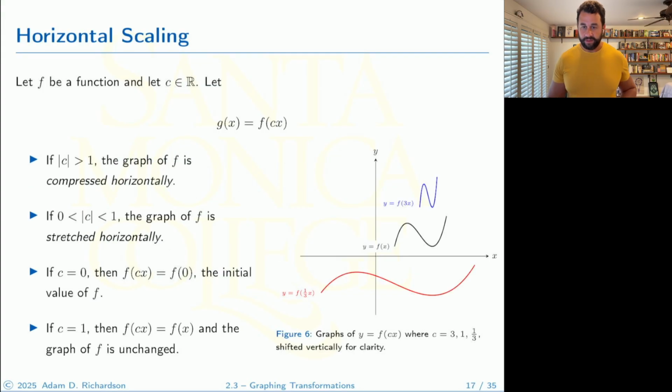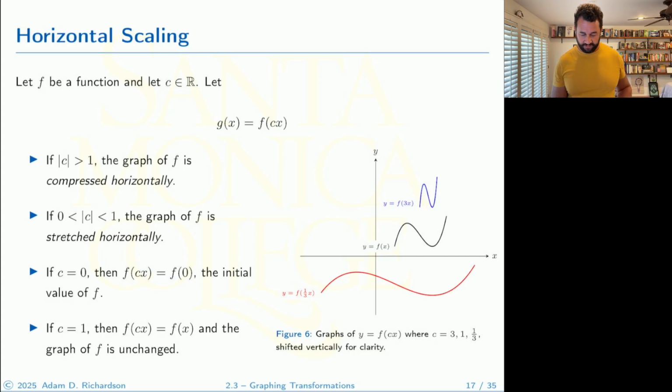Now here's where things are a little bit backward in some sense, but I'll give you some intuition for it so it's not so weird. If the size of C is bigger than 1, you're actually going to get a horizontal compression. You're going to squish the graph when the size of C is greater than 1. If the size of C is between 0 and 1, you're going to get a horizontal stretching. You're going to be stretching things out horizontally like that.